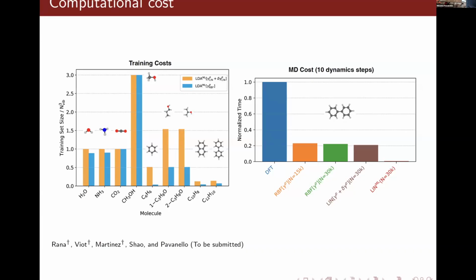Then we looked at the MD cost. This is the cost for 10 dynamic steps. You can see that all these gamma learning models cost about 1/5 of the cost of the actual reference methods. And the ML models, where you have a separate map to learn the energy and forces from the gamma, are free, but you still have access to good gammas with these models.